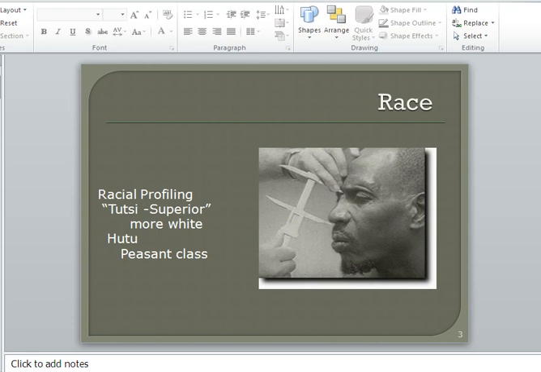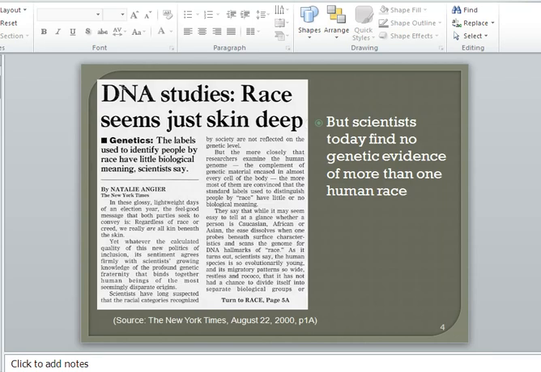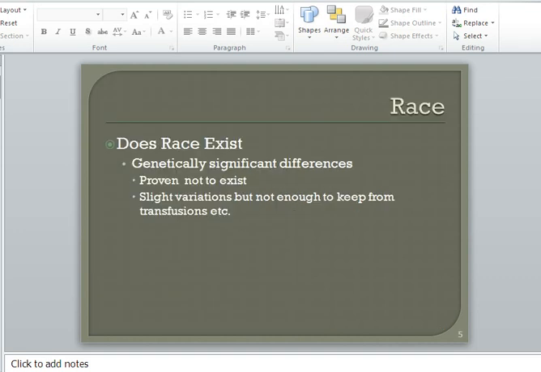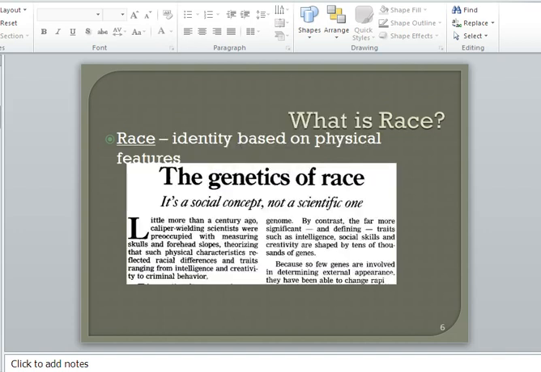And so there were scientific criteria set up based on the length of people's noses, or the thickness of their lips, or the size of their skulls that would help identify people as racially different. And then in 2000, the New York Times ran a story looking at genetic differences, and even though we do see some evidence of DNA origins, there really is not a lot of difference in the human race. So, does race exist? It's really proven not to exist. We have slight variations, but that's about the depth of it.